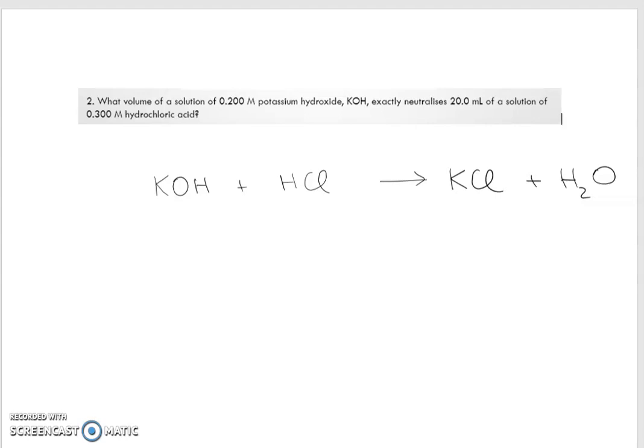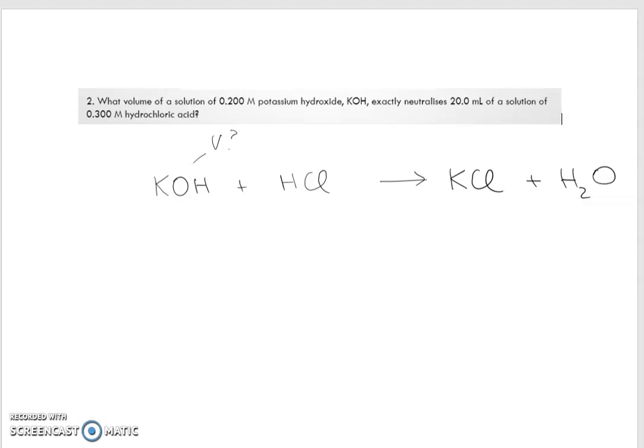So it's asking what volume of potassium hydroxide do I need to completely neutralize my HCl? Okay, so how much of this do I need to react with all of my HCl? Now we can see there's a 1-to-1 ratio here. So however many moles of HCl I have, to completely neutralize that amount of HCl, I need an equal amount of moles of KOH, potassium hydroxide.